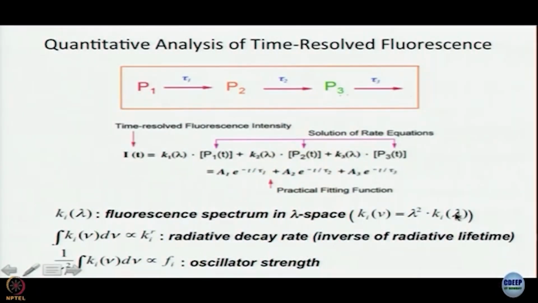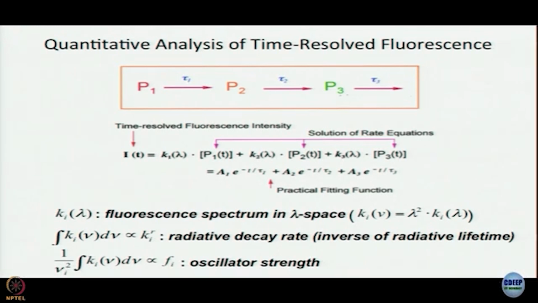What is K1 of lambda? That is the fluorescence intensity in lambda space, and of course, when you go from lambda to nu, you have to multiply by this factor lambda square. If you integrate K1 of nu over all frequencies, then that gives you an idea of the radiative decay rate. Radiative decay rate is the inverse of radiative lifetime.